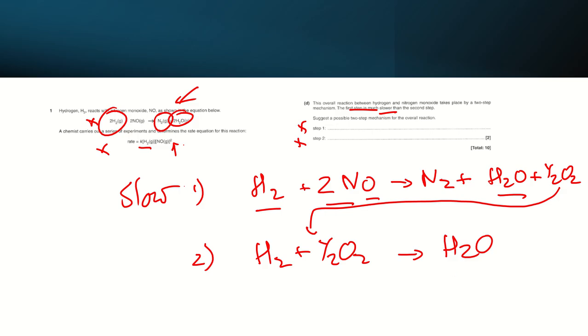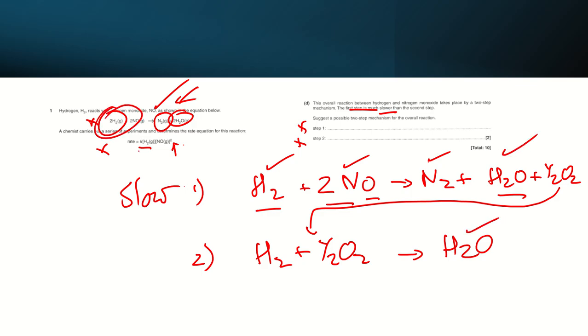So let's just double check. Slow step, 1 nitrogen, 2 nitrogen monoxide, 1 hydrogen, 2 nitrogen monoxides. Yep. Have I made enough nitrogens? I've made 1 nitrogen, which tallies up with the equation up here. Have I made 2 waters? Yes, I've made 1 here and I've made 1 here.